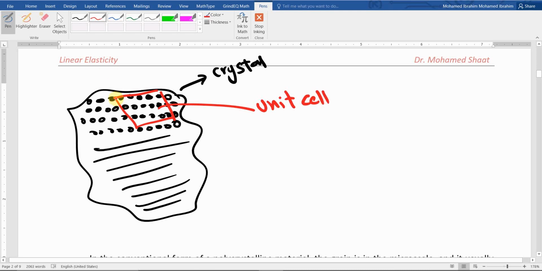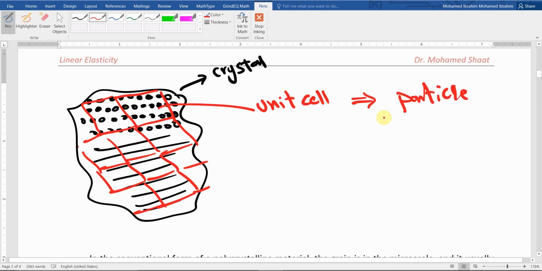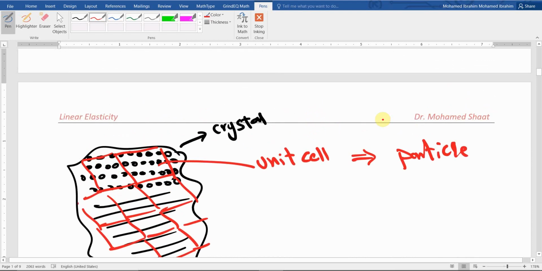This unit cell is the shape that should be repeated everywhere. If we repeat this unit cell everywhere, we're going to end up with the crystal, right? The unit cell is the representative building block of the whole crystal. So in the case of a single crystal, the main building unit of the single crystal will be the unit cell. And in terms of continuum mechanics, this unit cell is the particle that I'm talking about.